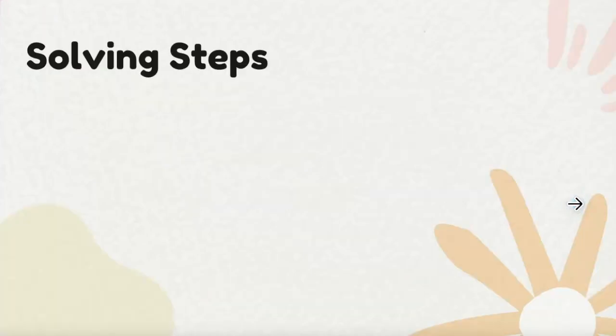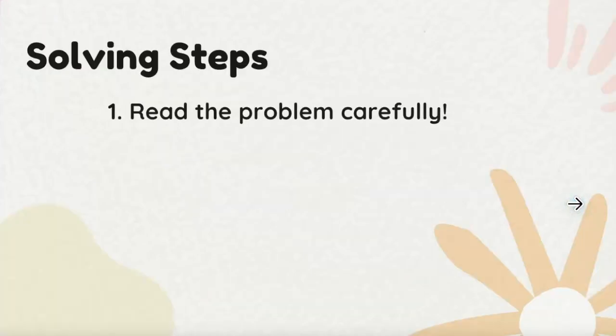So our first step is to read the problem carefully. This means that we need to read the entire problem from start to finish. Then we can circle or underline important numbers and operation words. After that, we should think about what we know and what we need to know.